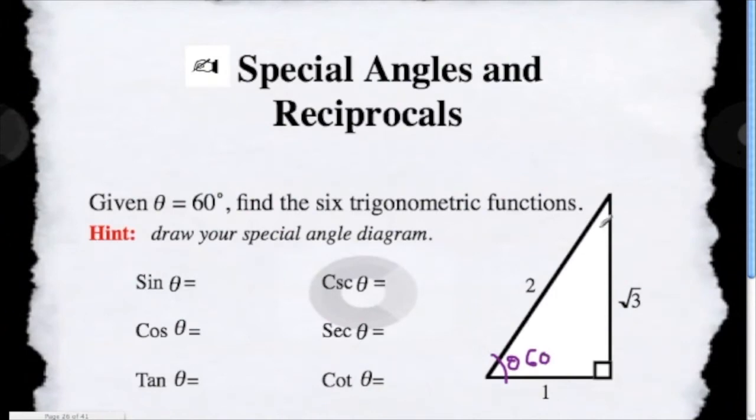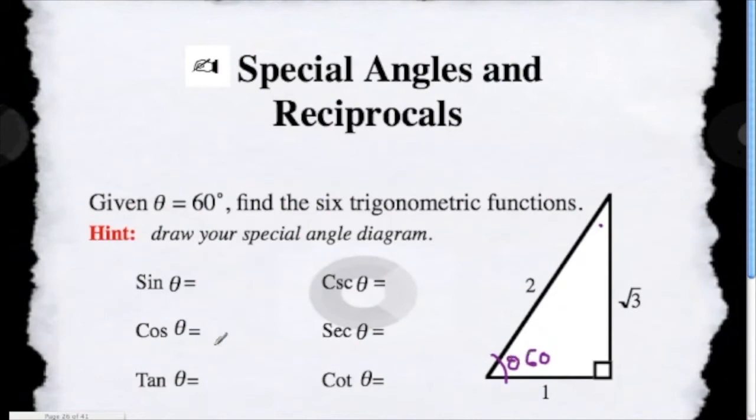Now, why did I not put it up here? Because I know that would be 30, because 30 is always opposite 1. Okay, 30 is always opposite 1, because 30 is the smallest angle, 1 is the smallest side. So I knew to put it there.